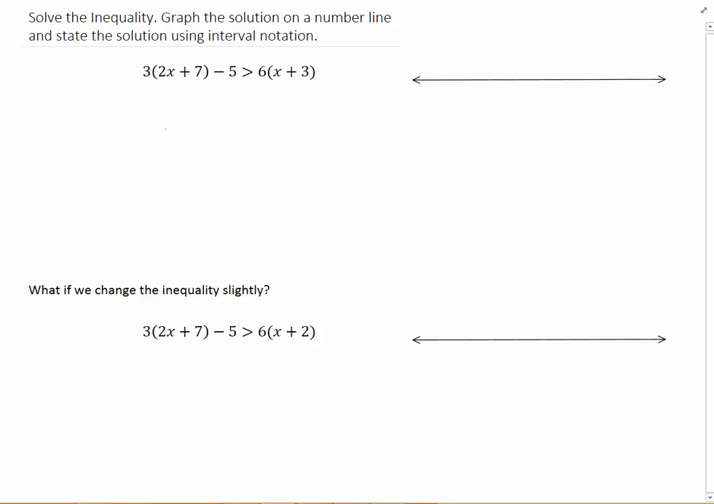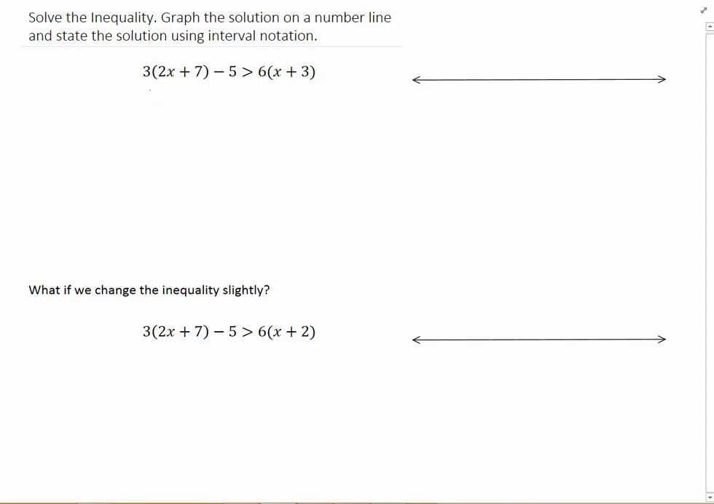Solve the inequality, graph the solution on a number line, and state the solution using interval notation. First, we're given the inequality 3 times the quantity 2x plus 7, subtract 5, is greater than 6 times the quantity x plus 3. Let's first simplify each side separately by applying the distributive property and combining like terms.